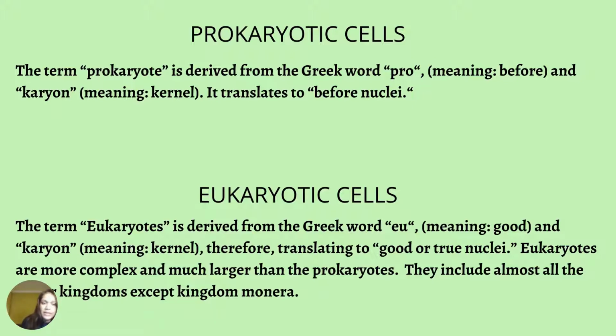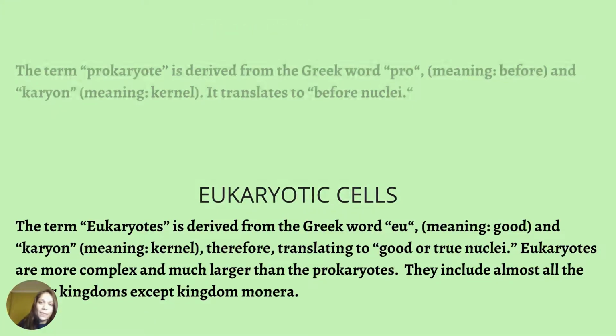Eukaryotes are more complex and much larger than the prokaryotes, and they include almost all major kingdoms except Kingdom Monera. About the classification of kingdoms and everything, we would be looking into details in the upcoming videos.